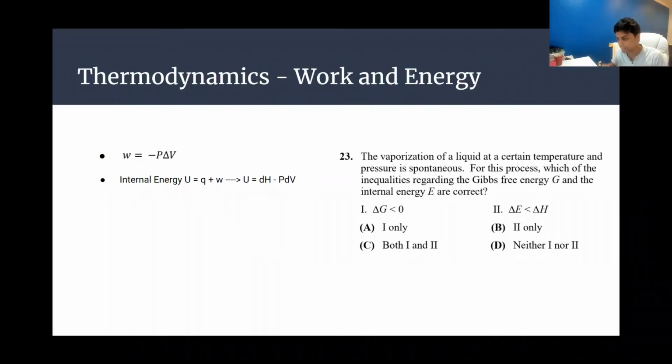Thermodynamics now. Let's go. The first thing in thermodynamics I'm going to cover in the AP Chem exam is usually about work and energy. Work is equal to negative P external pressure times delta V, right? Then your internal energy, U or delta E, is equal to Q plus W.